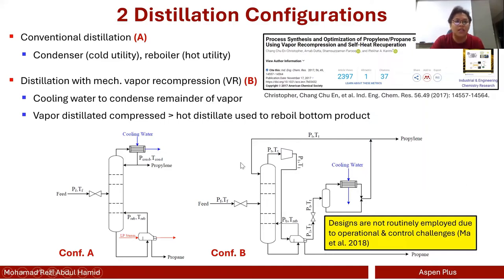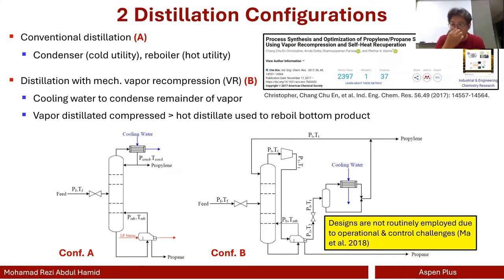So as you can see here, the difference between configuration A and configuration B is that this is just a conventional one where you have a cold utility as well as hot utility. In this case, we don't have a cold utility here, but we have a compressor. So a compressor requires energy, electricity, so that's going to be another utility. And we don't have the hot utility for the reboiler, because this hot utility is provided through heat exchange between the propylene stream and the reboiler stream.